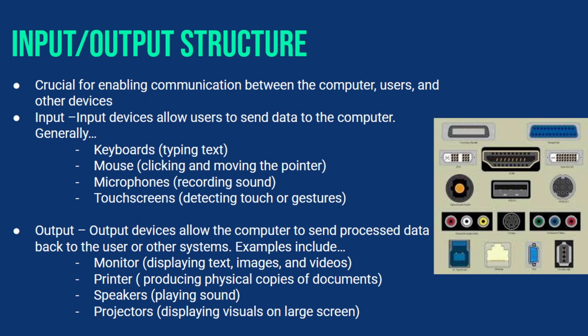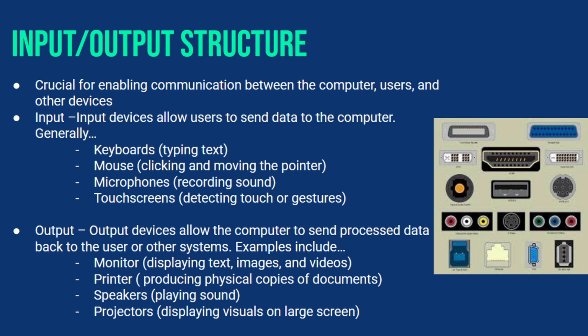To wrap things up, we should discuss the input-output structure. Input-output is crucial for enabling communication between the computer, users, and other devices. Input devices allow users to send data to a computer. Generally, your keyboards for typing, your mouse for clicking and moving the pointer, your microphones for recording sound like right now, and your touchscreens on your phones or any other touchscreen device for detecting touch or gestures.